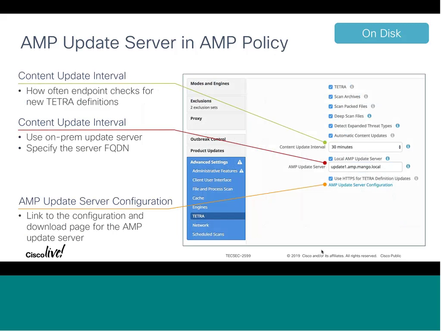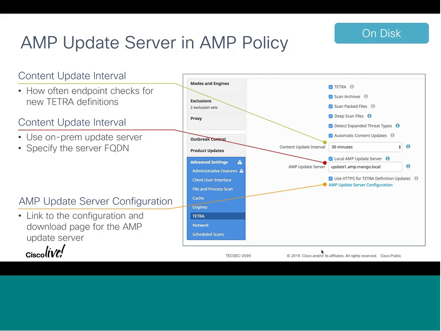So on the offline engine, on TETRA, on Windows, on the client side policy, you can configure an update interval. That's how often the connector will check for updates to the engine's signature database. And then, this is key for the local update server, when you tick that box, you now have the ability to specify your own host FQDN for the update server.